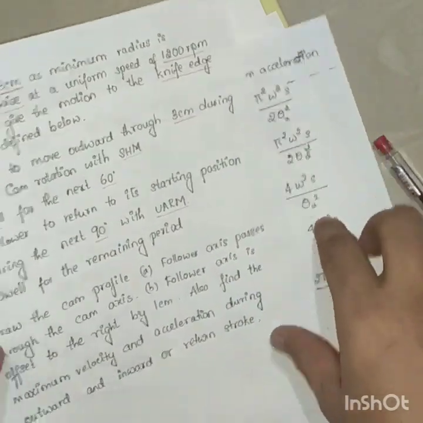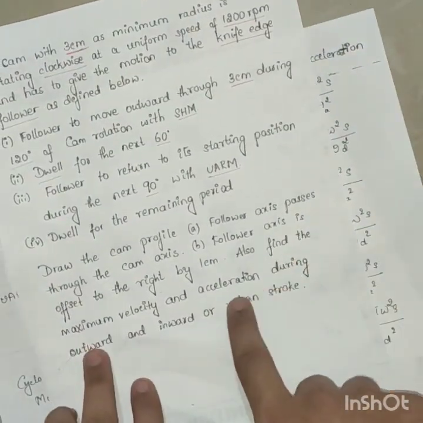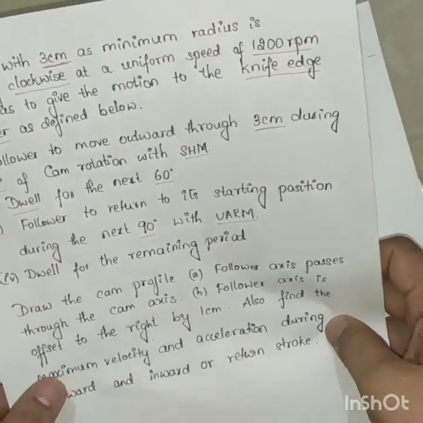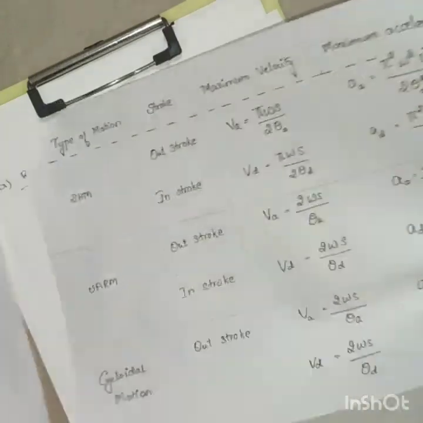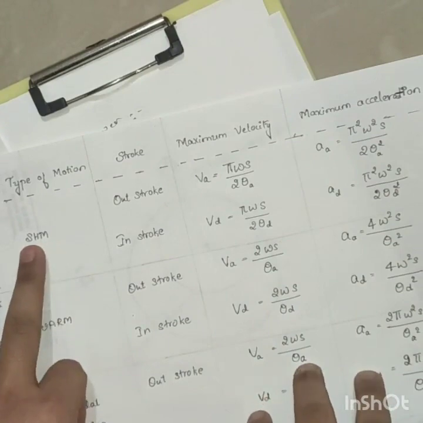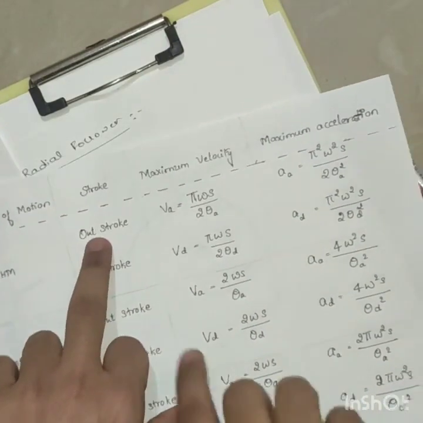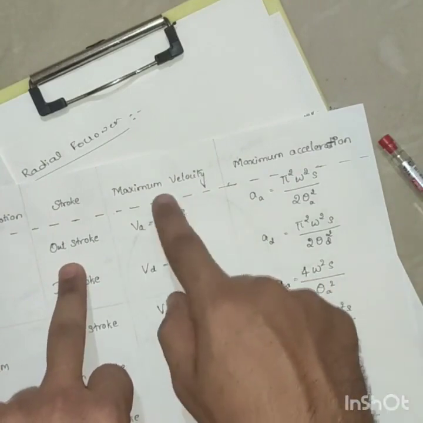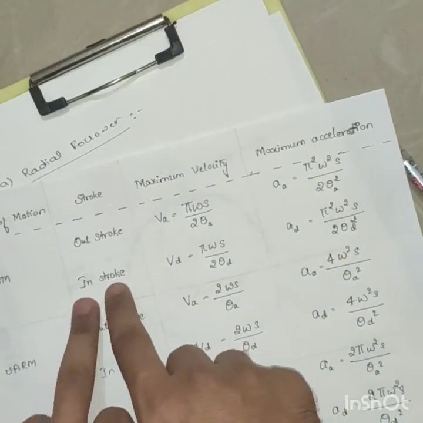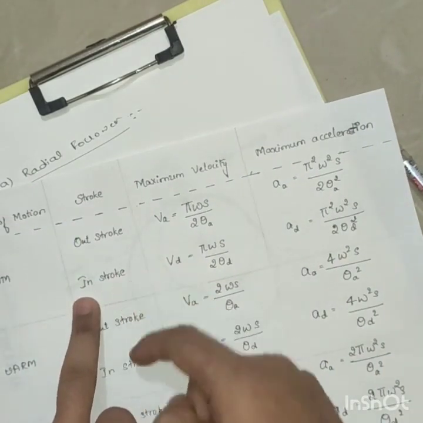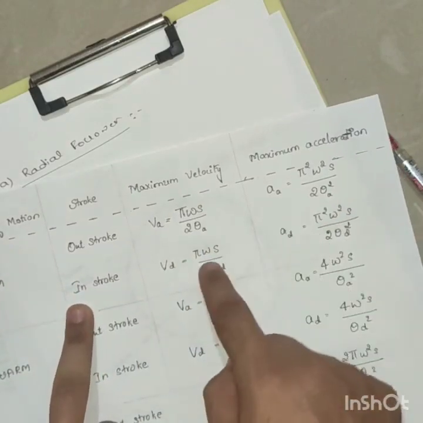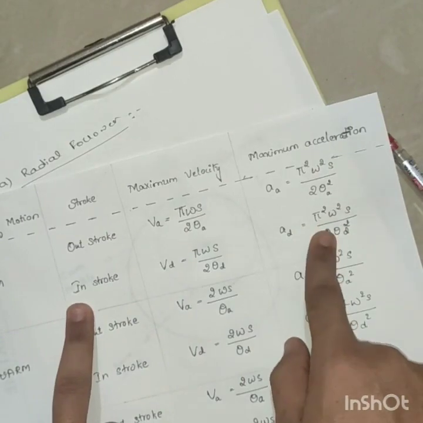The last part of the question is you have to find the maximum velocity and acceleration during the outstroke and return stroke. During the outstroke, the type of motion is simple harmonic motion. So you see in this formula, during outstroke you have to find the maximum velocity using this formula, and the maximum acceleration using this formula. Okay, if during the return stroke you have simple harmonic motion, then you have to use this formula for velocity, and this formula for acceleration.